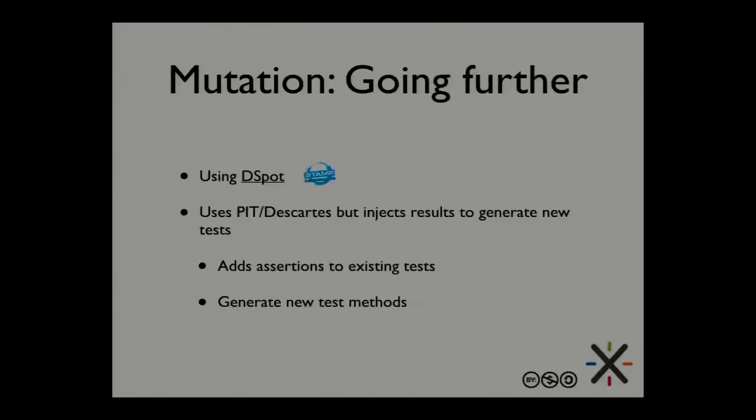Now, we can go further in mutation testing. There is another tool called DSpot being developed also in the STAMP research project. It builds on Descartes, but in addition, it re-injects the results and adds assertions to your own tests. So it amplifies your own test suites by adding missing assertions automatically. It can even generate new test methods.